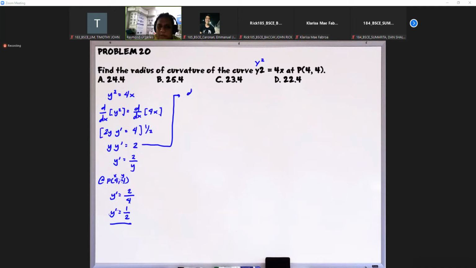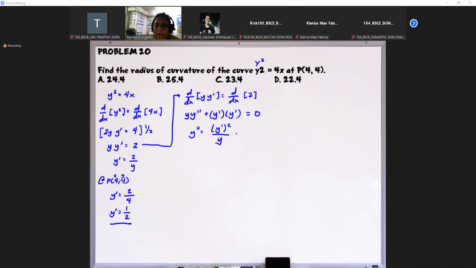If we get the derivative with respect to x of y prime, this is equal to the derivative with respect to x of a constant. By product rule, this will be y times the derivative of y prime, which is y prime prime, plus y prime times the derivative of y, which is y prime. So y prime times y prime. This is equal to 0, since the derivative of a constant is 0. Solving for y prime prime, this is simply y prime quantity squared divided by y.